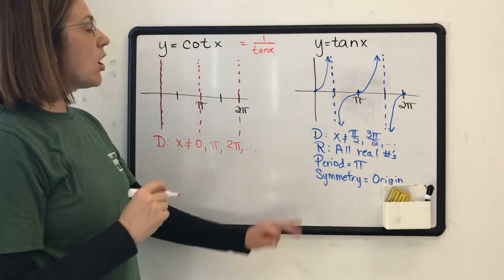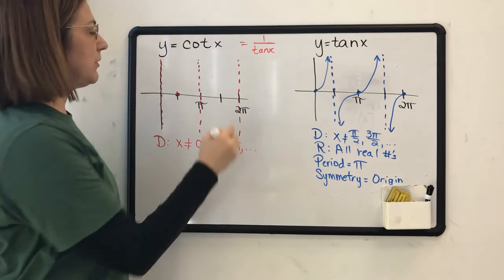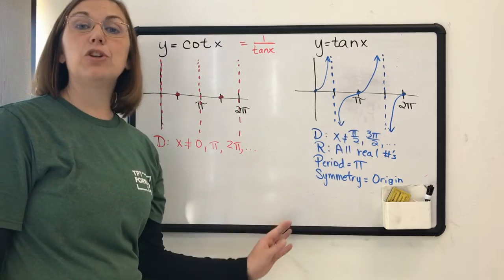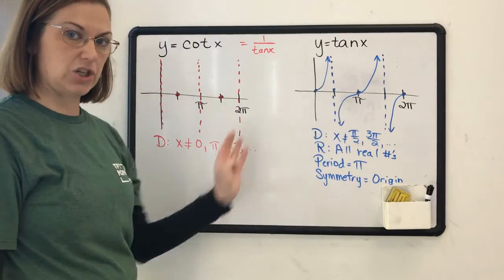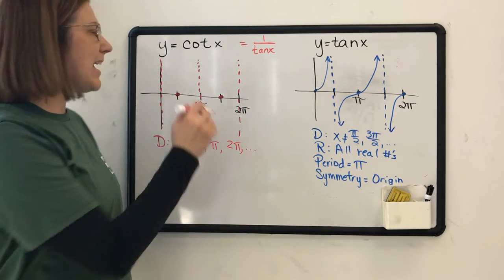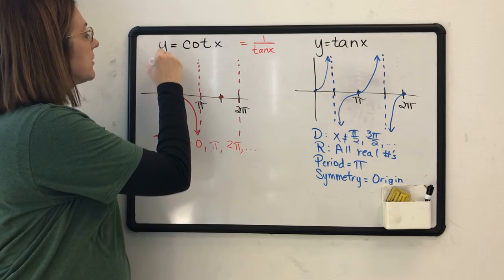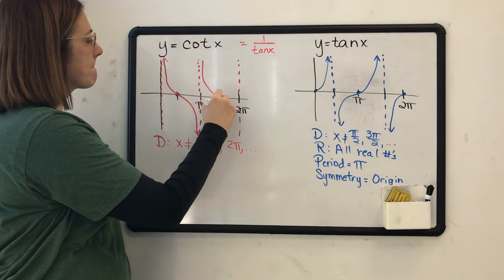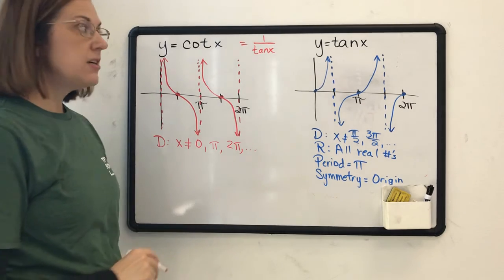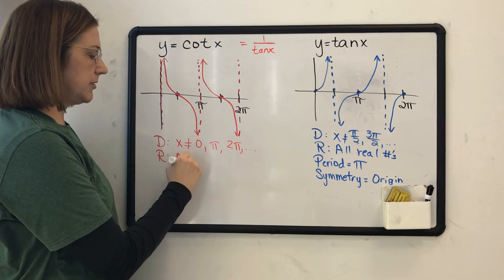All right, now we have x-intercepts at the odd multiples of pi over 2. So we've got x-intercepts here. And you remember the tangent graph looked like the x cubed graph, that snake shape between the asymptotes. Cotangent does as well, but it's in a negative direction. So it's in a decreasing pattern. So it looks something like this. So now the range you can see is all real numbers.